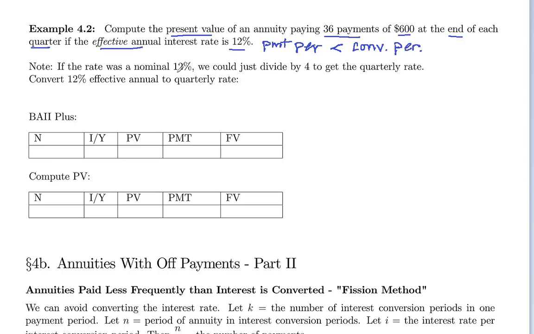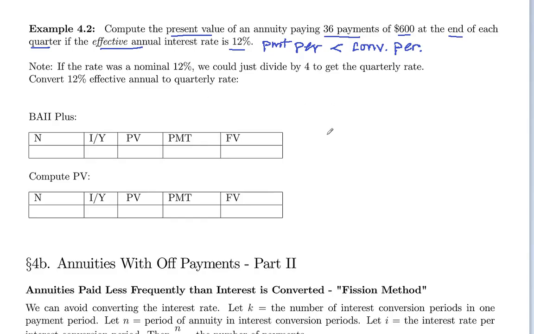So now if the rate was just a nominal 12%, notice we could just divide by 4 to get the quarterly rate, and we'd be set. But here what we have to do is convert our 12% effective annual rate into a quarterly rate. So we've got to do that extra step of conversion.